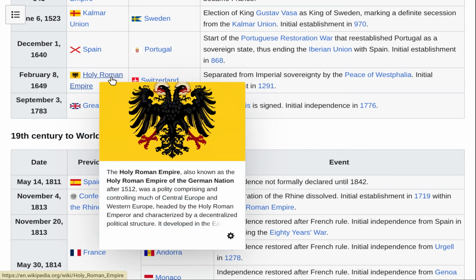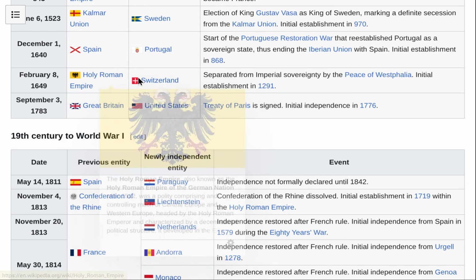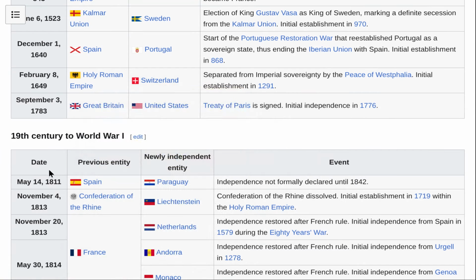Holy Roman Empire. The Holy Roman Empire, also known as the Holy Roman Empire of the German nation. That's a bit long. I'm just going to say HRE. After 1512, was a polity comprising and controlling much of Central Europe and Western Europe, headed by the HRE and characterized by a decentralized political structure. It developed in the, I'm going to assume that's either East or Air. And Switzerland, actually. Let's just see the map of it. Oh, there isn't a map of it.